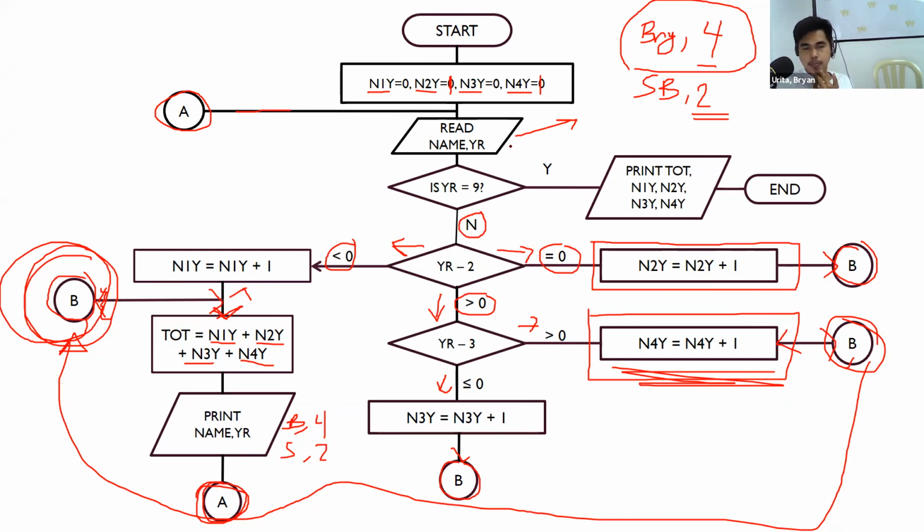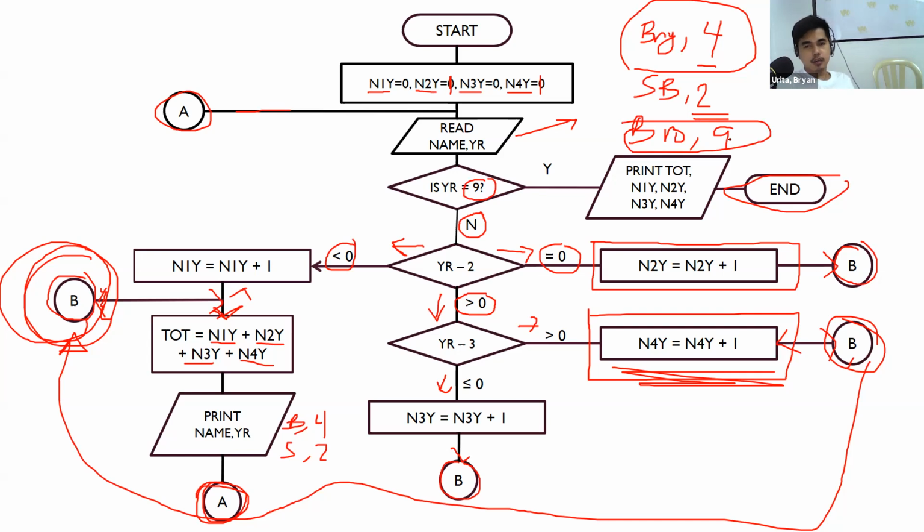Balik ulit tayo sa A. So, sabihin natin, ang in-enter natin na name ay bro, year-nya 9. Is year equals 9? Yes, okay. Tapos na. Mag-end na tayo, kasi na-meet mo na yung ating sentinel data value na 9 na in-enter mo eh. So ito na yung fictitious na student.